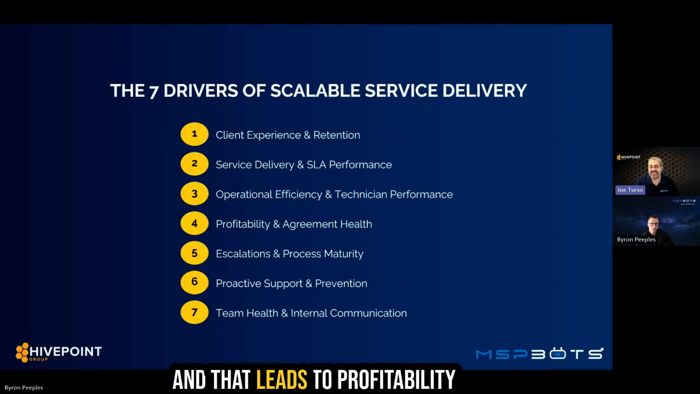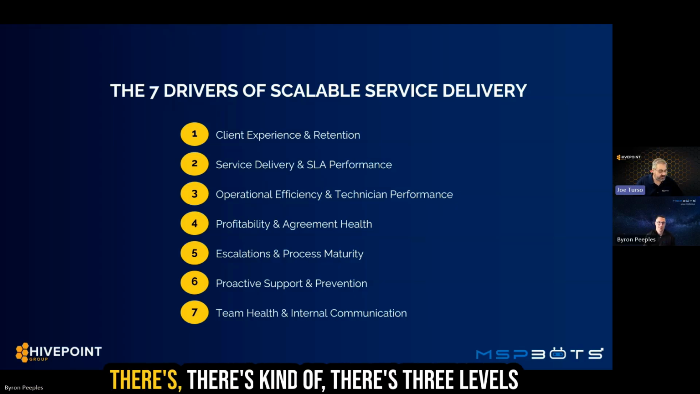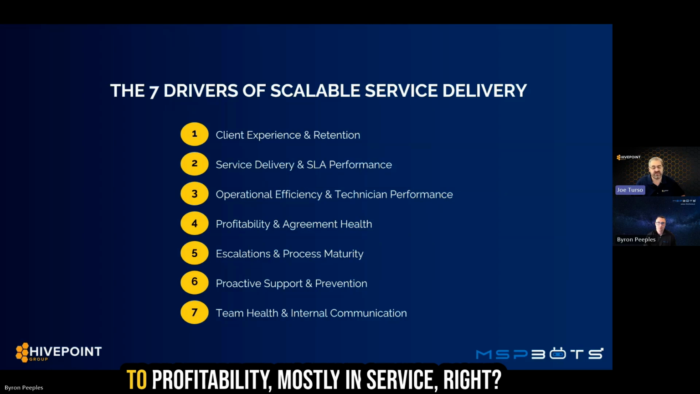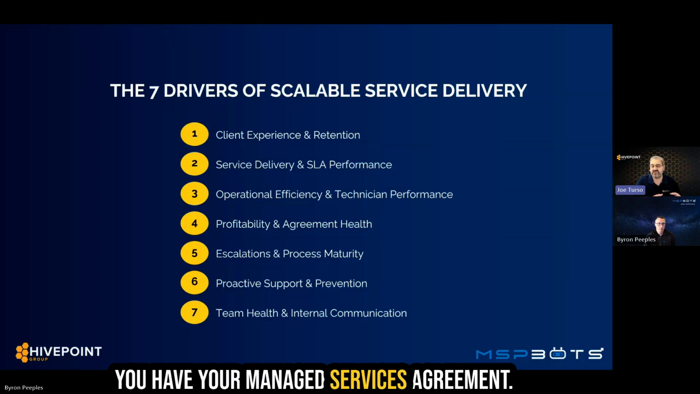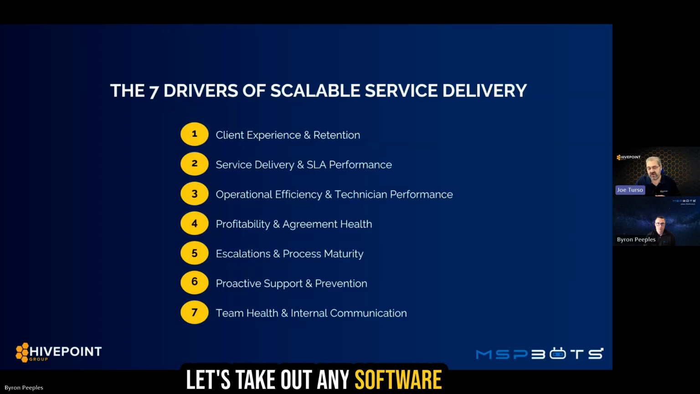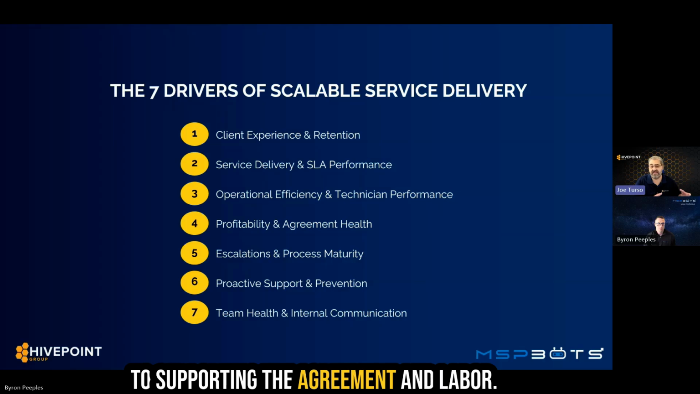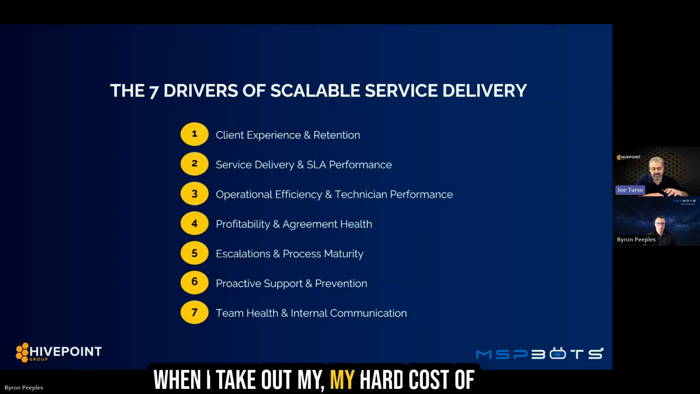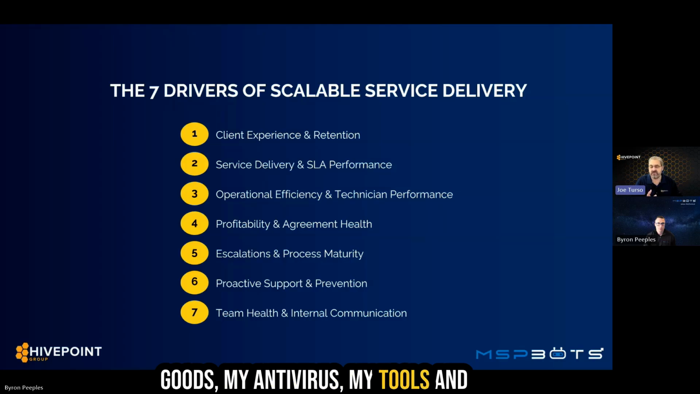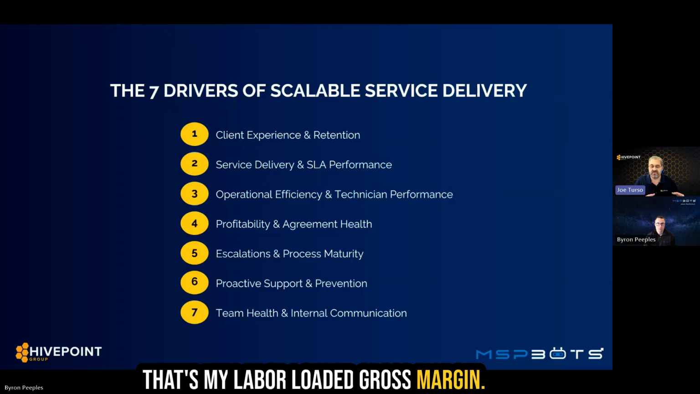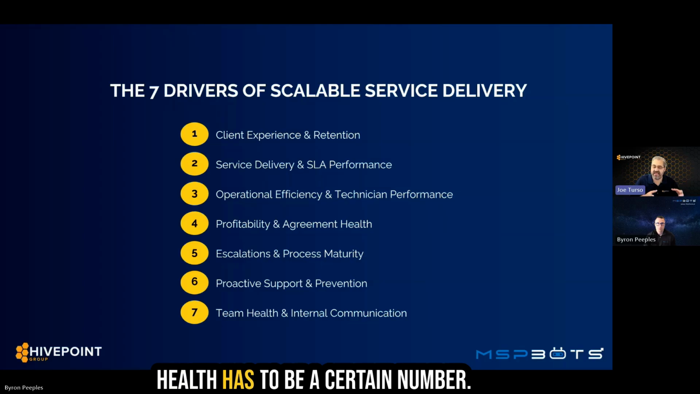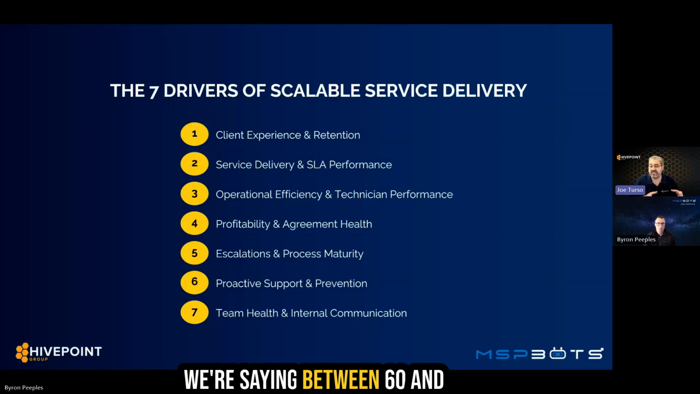And then that leads to profitability and agreement health. There's three levels to profitability, mostly in service. You have your managed services agreement. Let's take out any software licensing and all that kind of stuff. This is just the amount that's dedicated to supporting the agreement and labor. When I take out my hard cost of goods, my antivirus, my tools and stuff like that, and my labor, that's my labor loaded gross margin. That profitability and agreement health has to be a certain number. We're saying between 60 and 70% for service to be healthy.